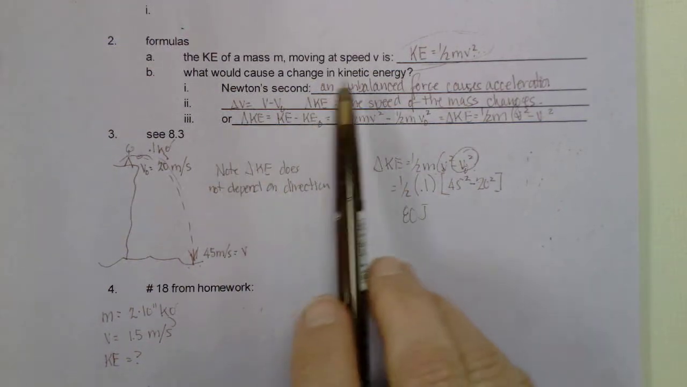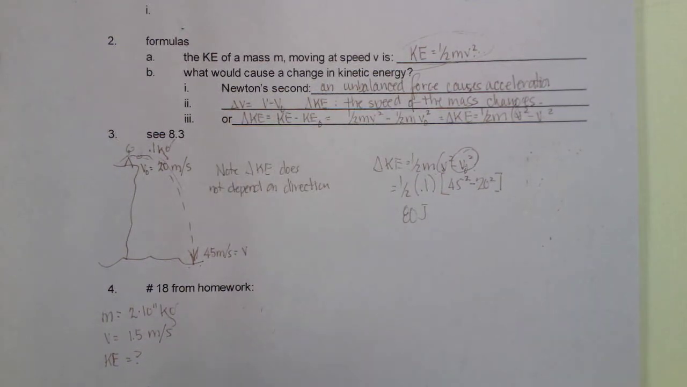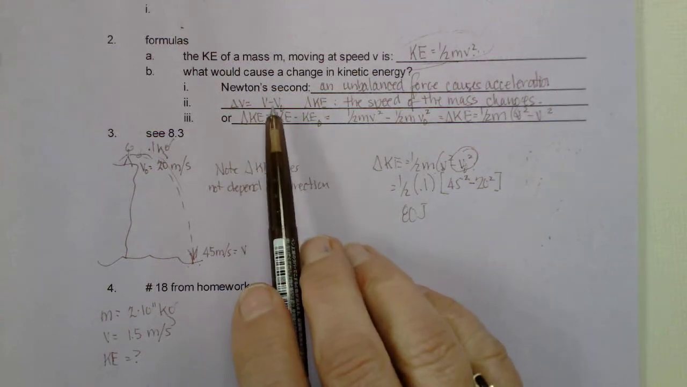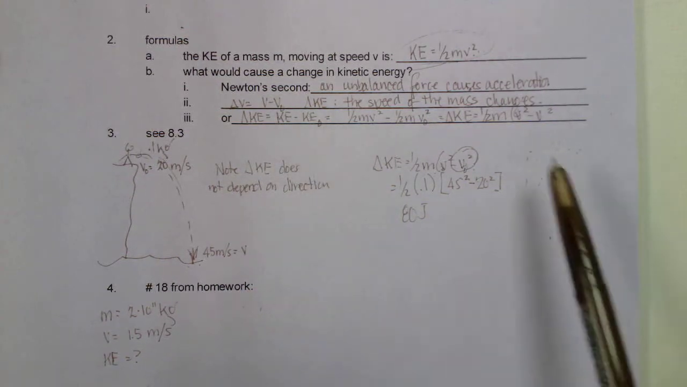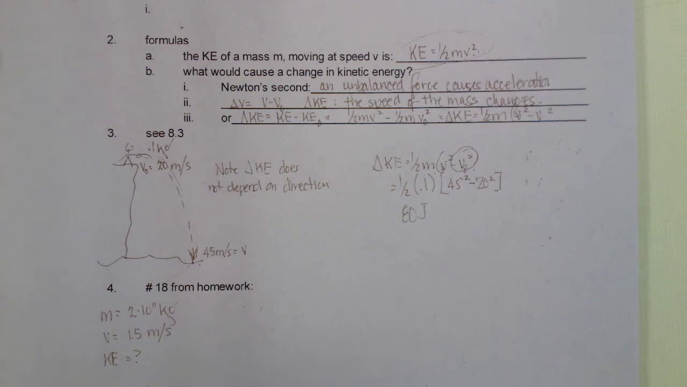What would cause a change in kinetic energy? Newton's law says an unbalanced force is what is going to cause acceleration. So work has to be done, or force has to be applied to it in some way. It could be a force already built into the system, or it could be work being done from outside the system, causing it to accelerate. If I change the velocity, then I end up with v minus v naught. So delta KE is that I'm having the speed of the mass change, not the mass itself.